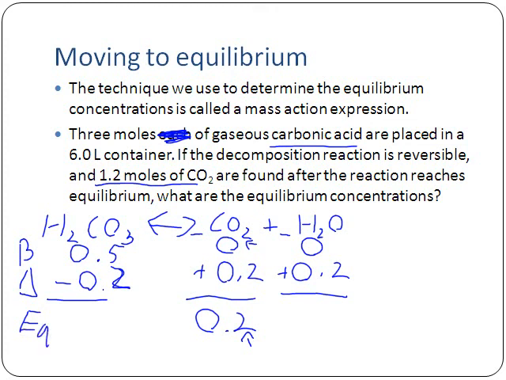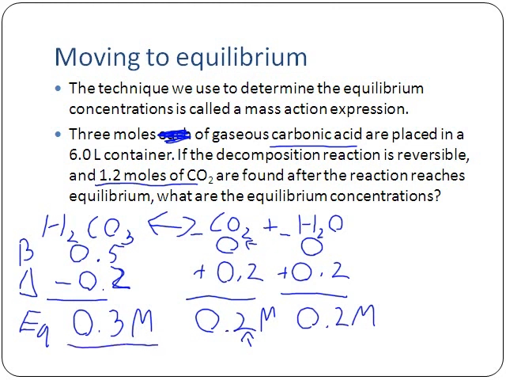So with the carbonic acid, it started off at 0.5 and it's lost 0.2, so now its concentration is 0.3 molar. The carbon dioxide, I already knew its concentration. It was 0.2 molar. The water vapor, because all these are gases in this case, is 0 plus 0.2, so I get 0.2 molar. So the question is, what are the equilibrium concentrations? These are them right there.